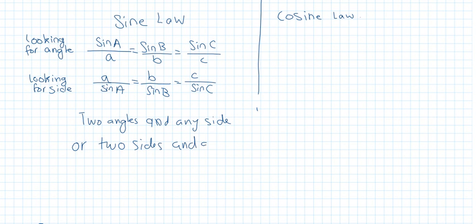Okay? For cosine law, what are the two formulas? No, that's Pythagoras. A squared equals b squared plus c squared minus 2bc cos A. So it could be, you can call it.